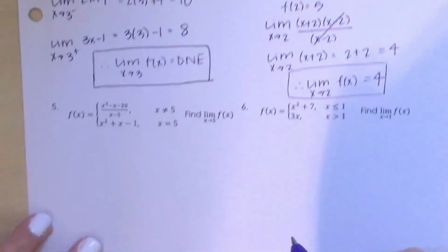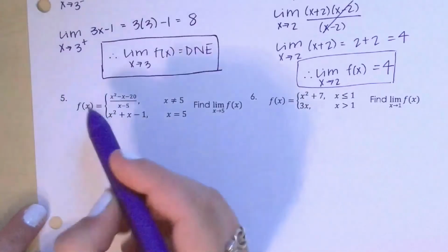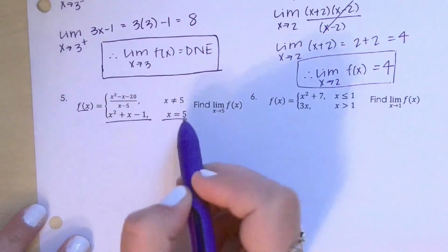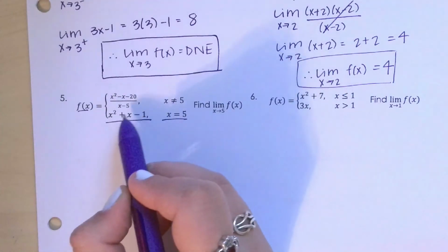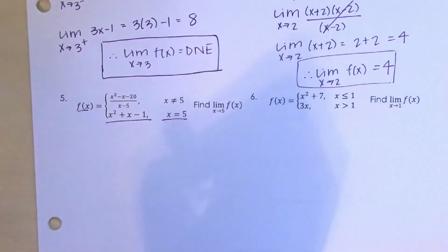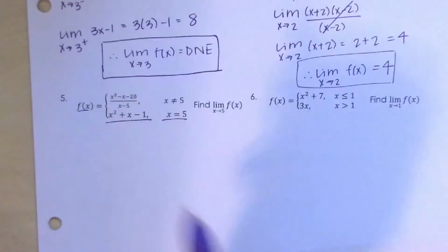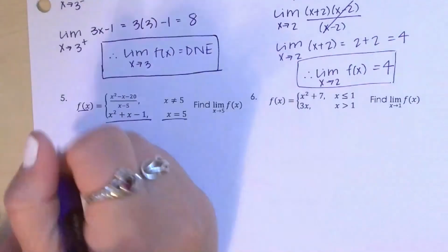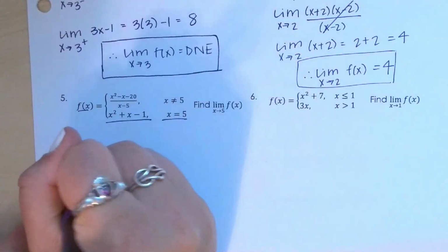Alright, number 5 is written the same way as number 4, in that we have what this little bit is telling us. If we were to plug in that x value, that 5, into here, that's what our y value would be. This would give us our y value. But what we care about is our limit, so we're just going to focus on this part right here where x is not equal to 5. So we'll start with the limit as x approaches 5.